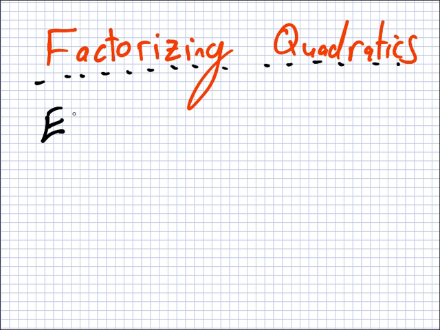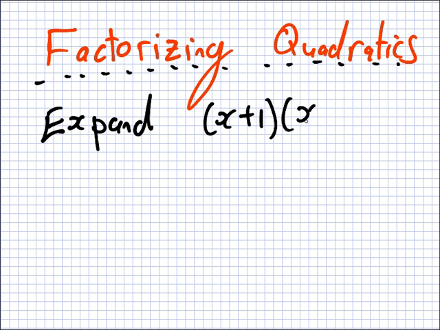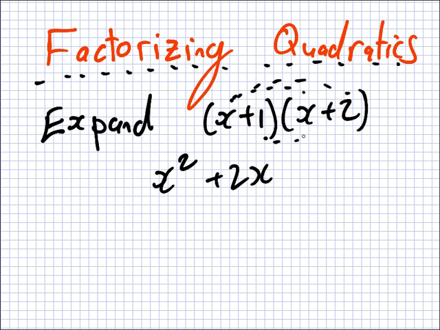So if I said, let's say expand x plus 1 times x plus 2. I think we all know how to do this. X by x, x squared, x by 2, 2x, 1x, and then 2. So the total is x squared plus 3x plus 2.